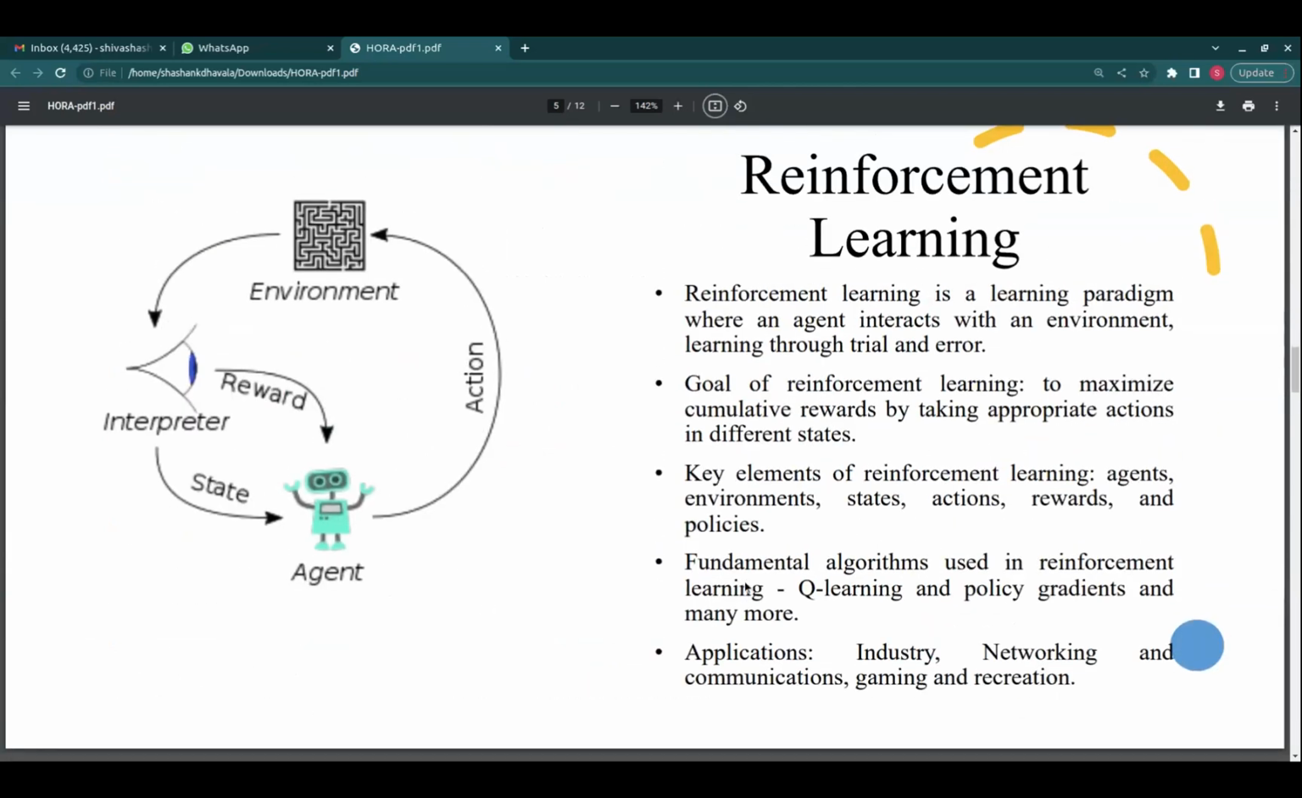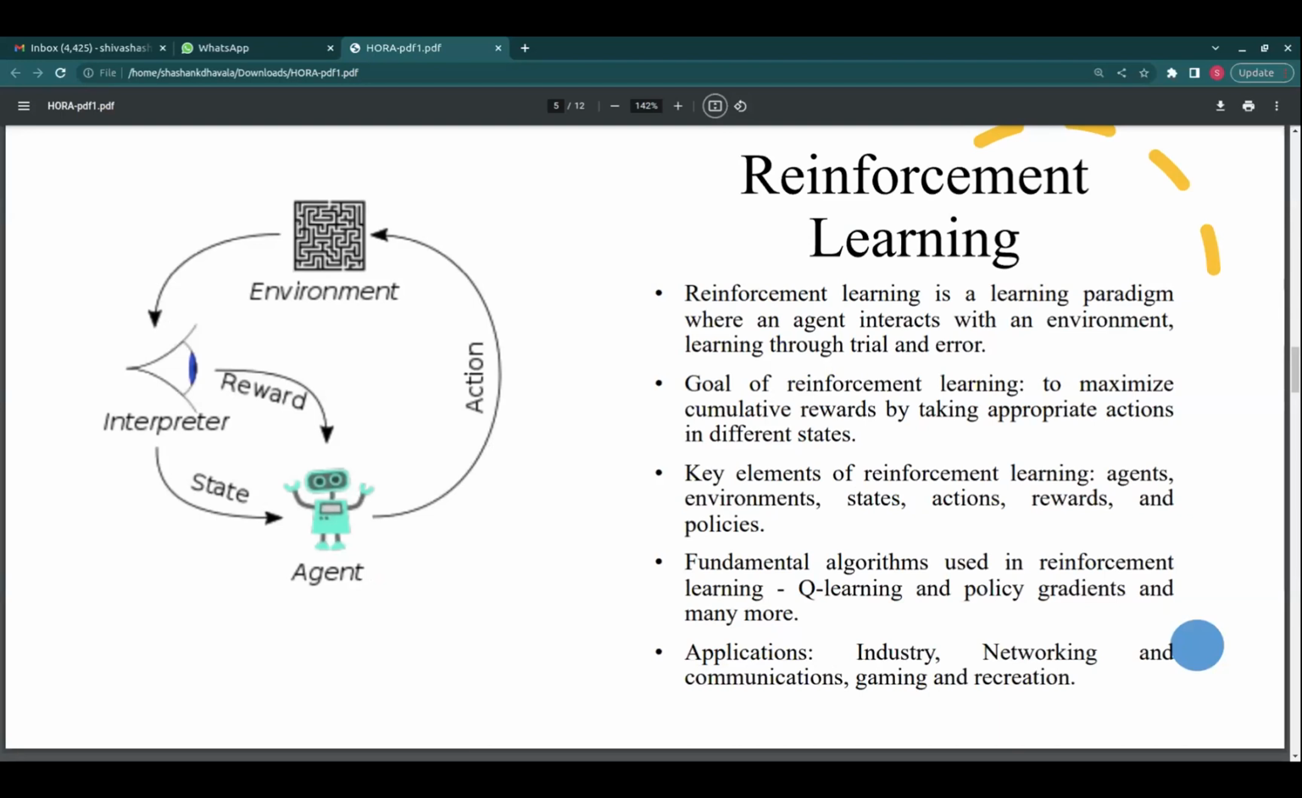Now, if we have a look at reinforcement learning, this is basically a paradigm where we have an agent, it interacts with an environment, and it learns through trial and error. And this learning component is through rewards, which can either be a positive reward or a negative reward. And the end goal of reinforcement learning is to maximize the cumulative rewards by taking appropriate actions in different states.